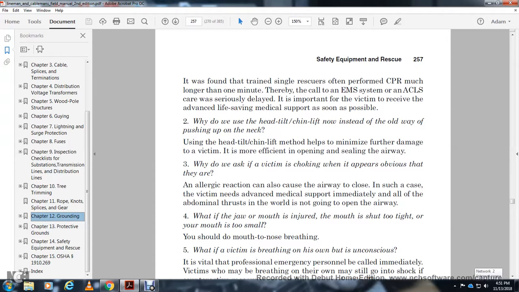Why do you use the jaw thrust and lift the knees instead of the head tilt and chin lift method? The jaw thrust helps minimize further damage to the neck while opening and sealing the airway.